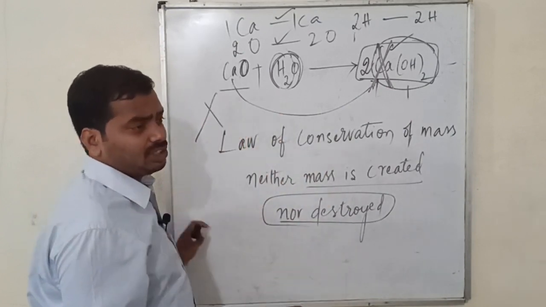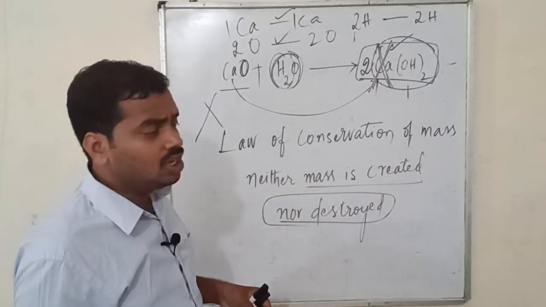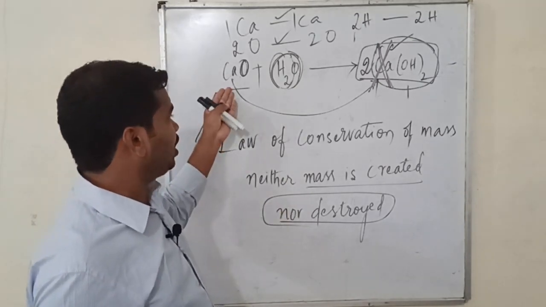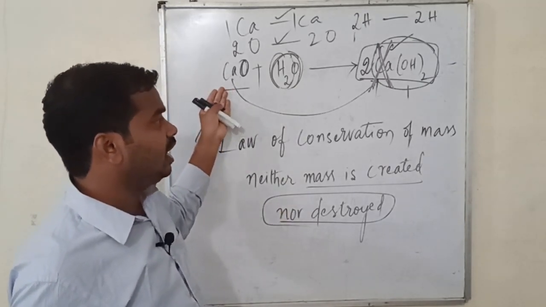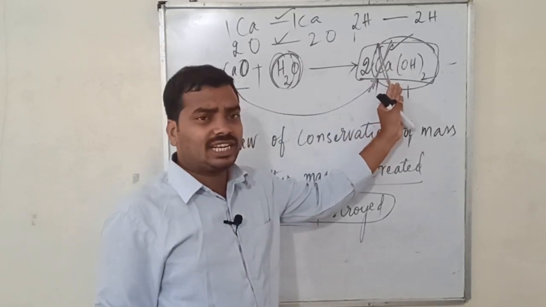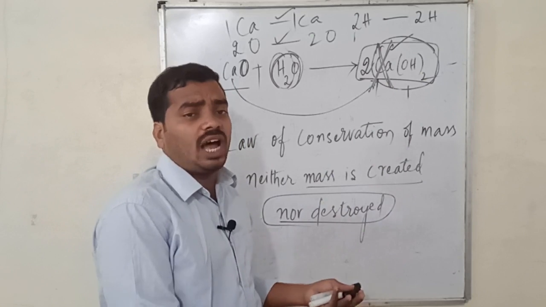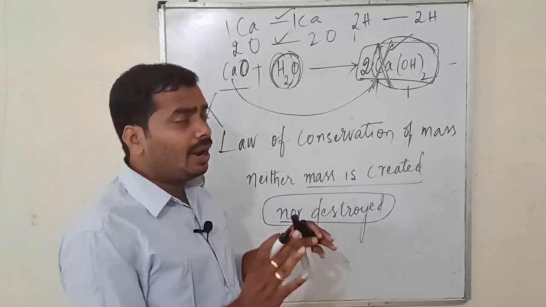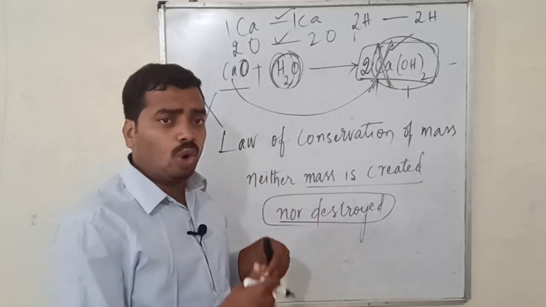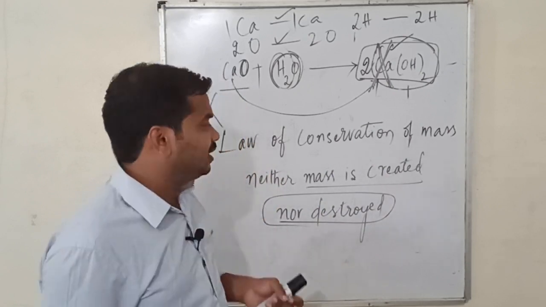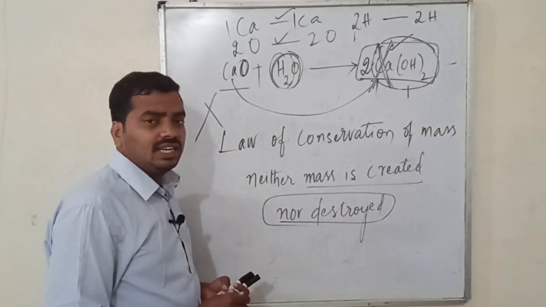Every reaction must follow this law of conservation of mass. So neither mass is created nor destroyed. If something is taken on the left hand side, it must be present on the right hand side, but it might be in another form. It might be combined with another compound, but it won't be destroyed. No new mass would be formed, no mass would be destroyed. This is what the law of conservation of mass says.